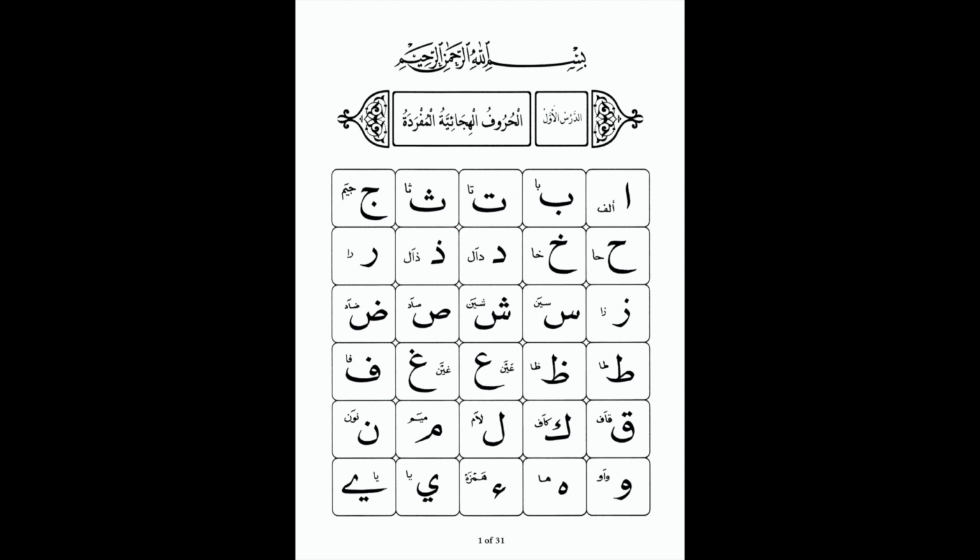Kha. That's from the top of your throat. Kha and ghain from the same place. Not going, that's wrong. It's not coming from your mouth, it's from your throat. So it's kha, ghain. Alright?